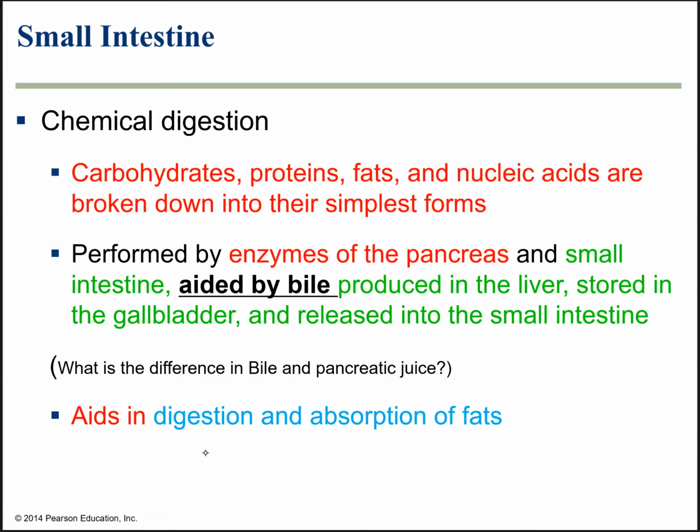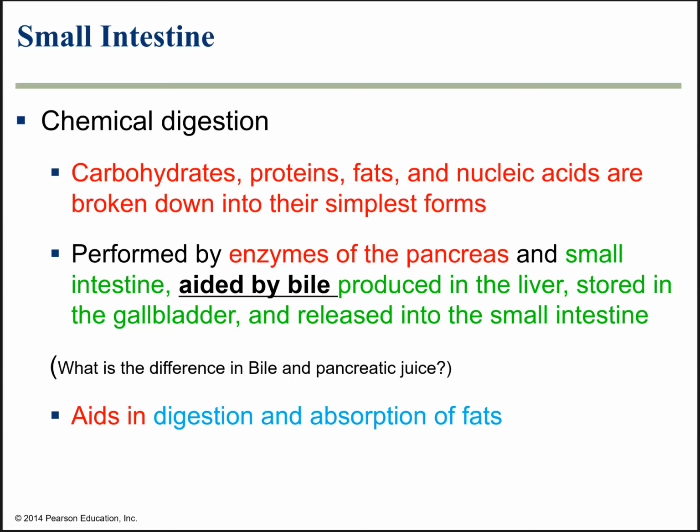So the main function of the small intestine is to aid in digestion and absorption of fats. Okay, so what is the difference between bile and pancreatic juice? Just keep in mind that bile itself, its main function is to neutralize the acids from the stomach as they pass into the small intestine. And bile juice is secreted by the liver, whereas pancreatic juice is secreted by the pancreas.